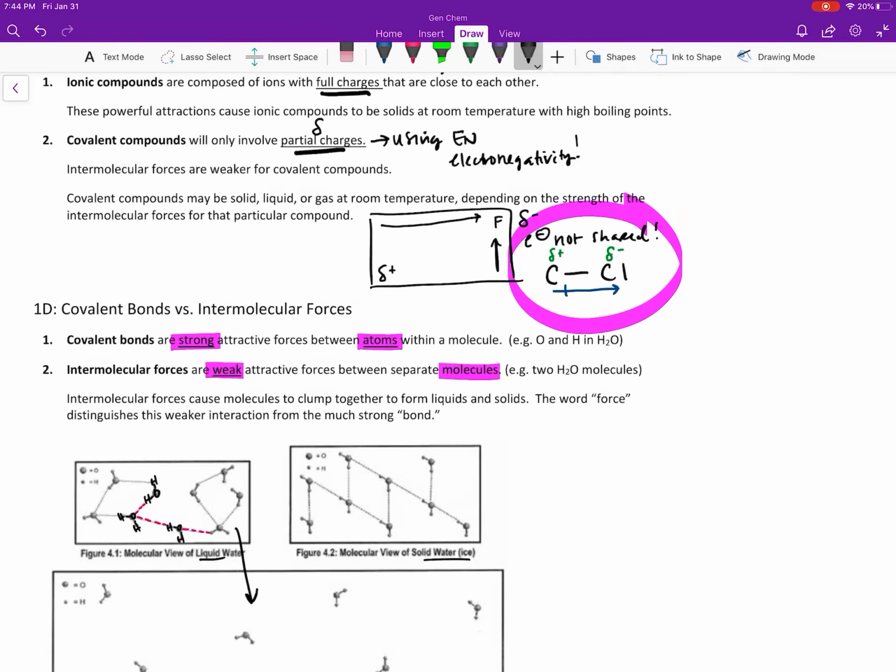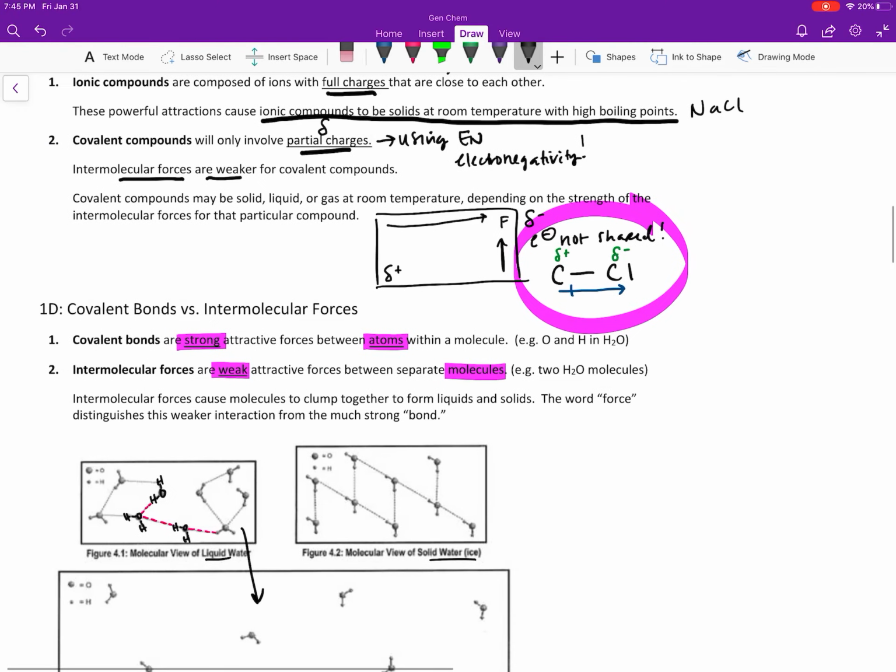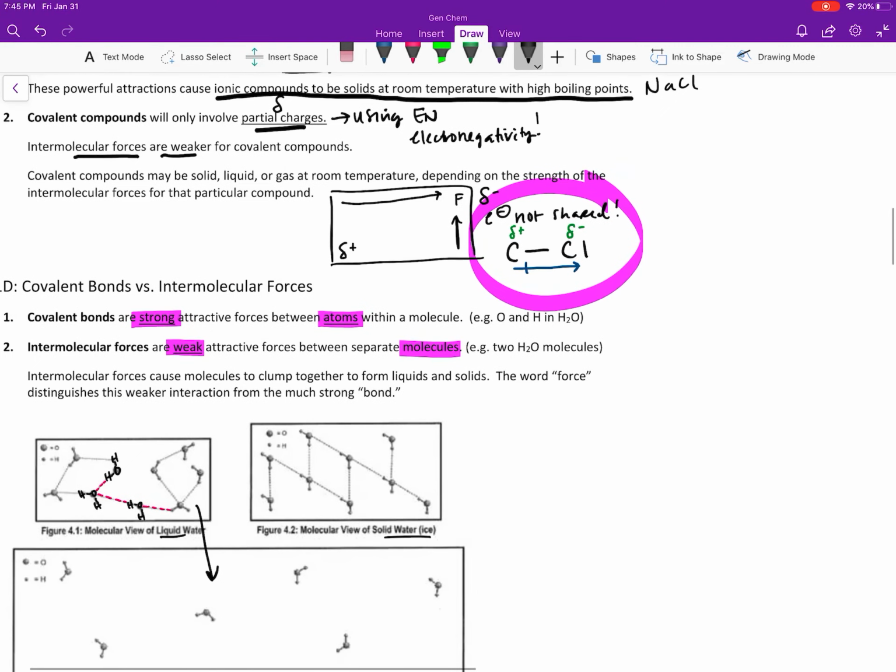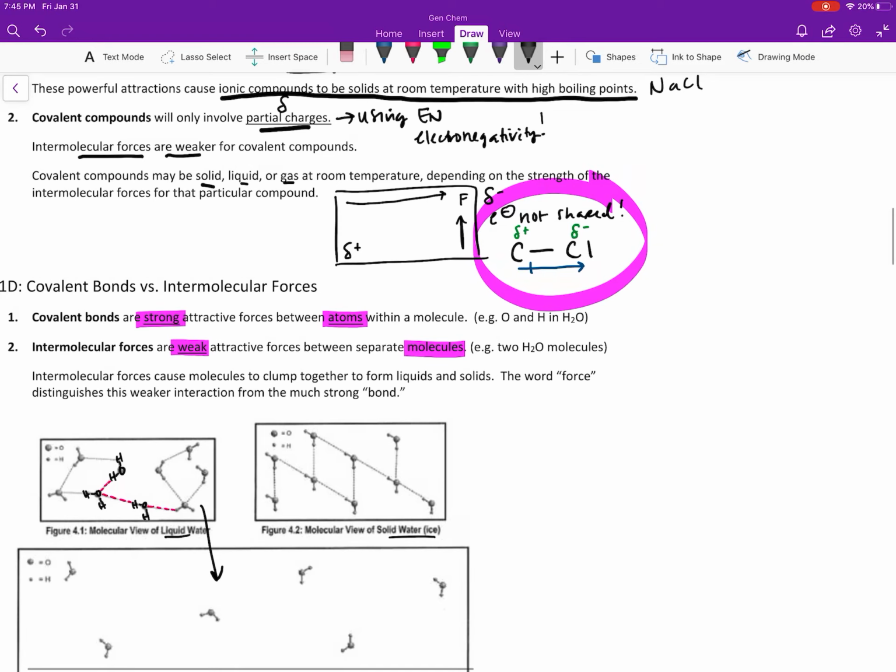So you see here that powerful attractions cause ionic compounds to be solid at room temperature with high boiling points. So thinking of things like NaCl, you usually don't melt NaCl. Whereas the intermolecular forces that are present in covalent compounds are considered to be weaker, but they are still important. And so covalent compounds could be solid, liquid, or gas at room temperature, depending on the strength of the intermolecular forces present for that compound.